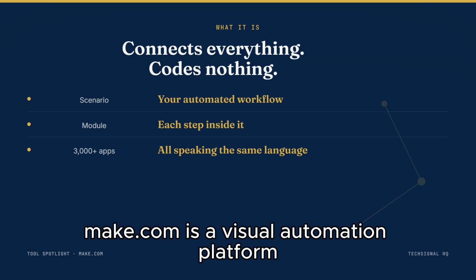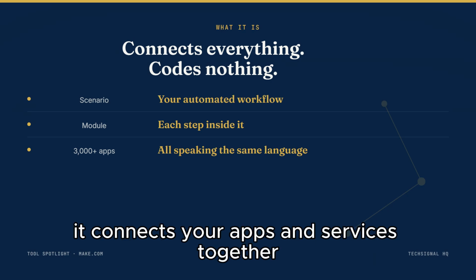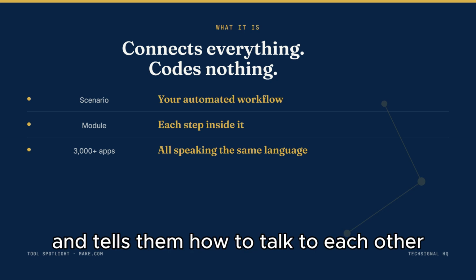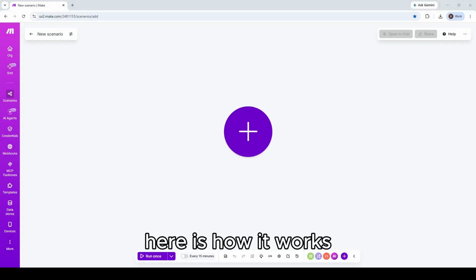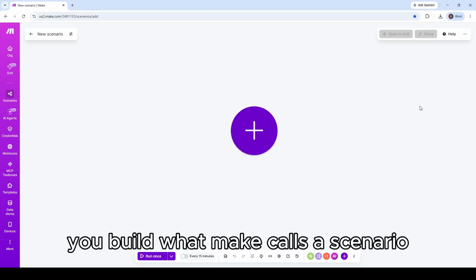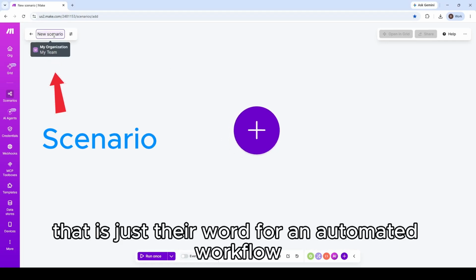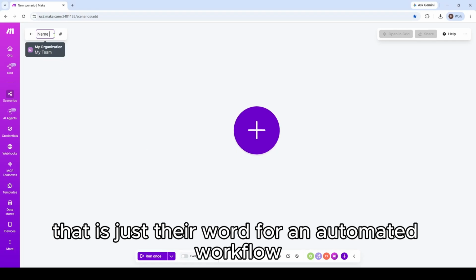Make.com is a visual automation platform. It connects your apps and services together and tells them how to talk to each other, without you writing a single line of code. Here is how it works. You build what Make calls a scenario. That is just their word for an automated workflow.